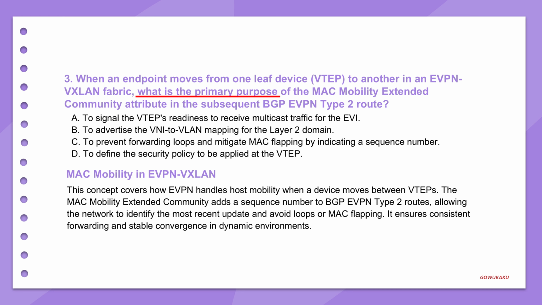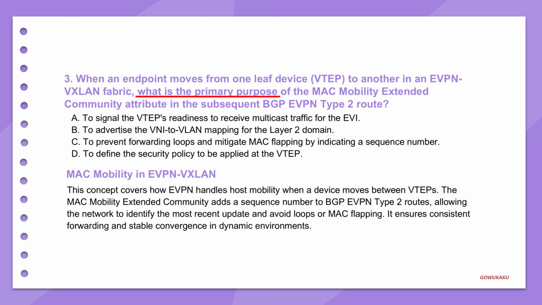Its job is actually quite elegant. It carries a sequence number. Think of it like a version number for the MAC address's location. So when an endpoint moves, the new leaf switch advertises the MAC with a higher sequence number. Exactly. Every BGP speaker in the fabric sees these updates. By comparing the sequence numbers, they know which advertisement represents the latest, most current location for that MAC address.